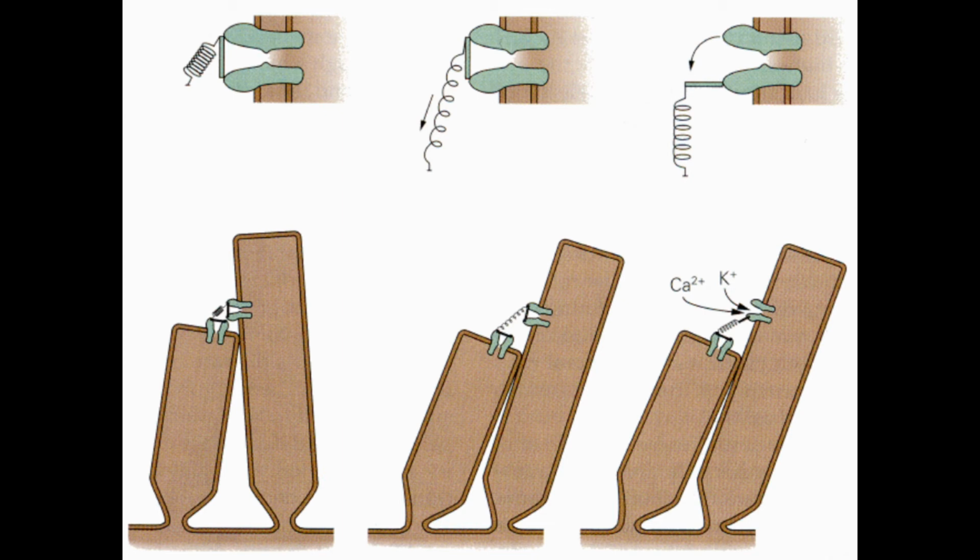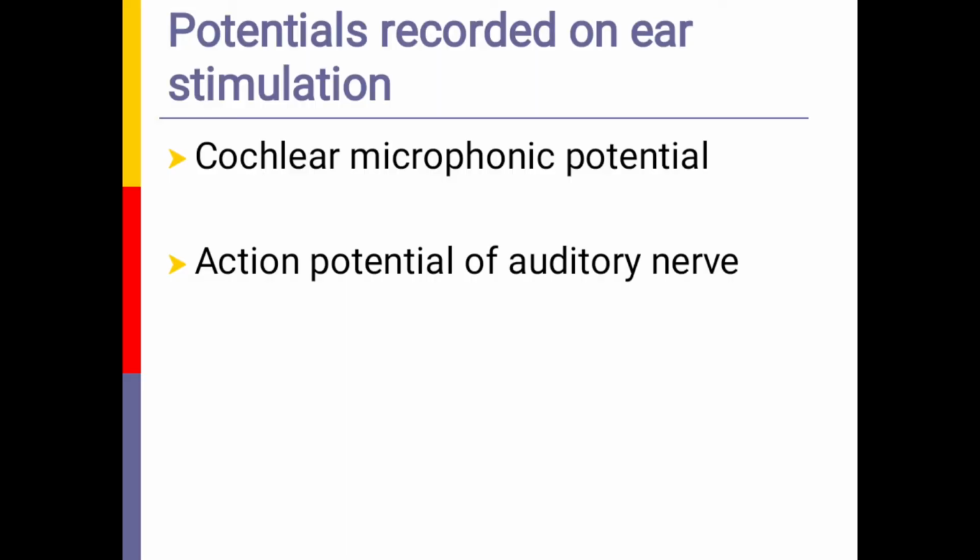When the stereocilia are pushed away from the taller stereocilia, that is towards the modiolus, the apical transduction channels all close, and this leads to the hyperpolarization of the hair cells. When the ear is stimulated by sound, two types of dynamic potentials can be recorded. One is the cochlear microphonic potential, the other one is called the action potential of the auditory nerve.